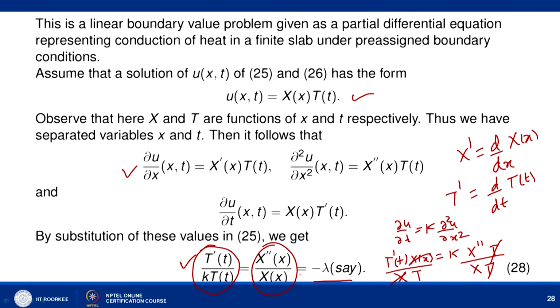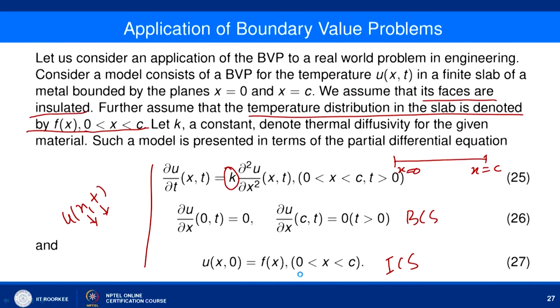So we have this equation, and we also have the boundary conditions. The boundary condition is that ∂u/∂x at x equal to 0 is 0. If you simplify, it is X'(0)T(t) equal to 0, and here we have X'(c)T(t) equal to 0.